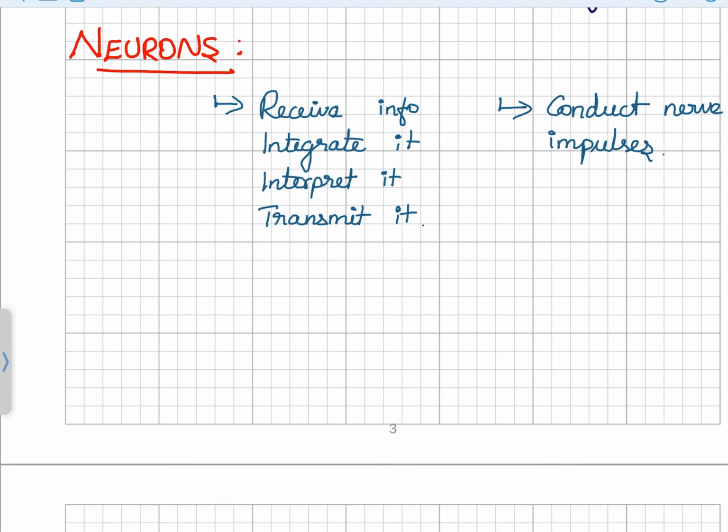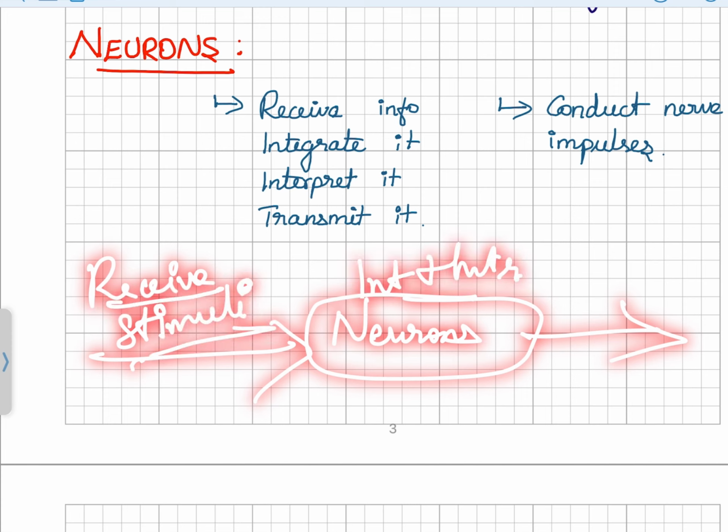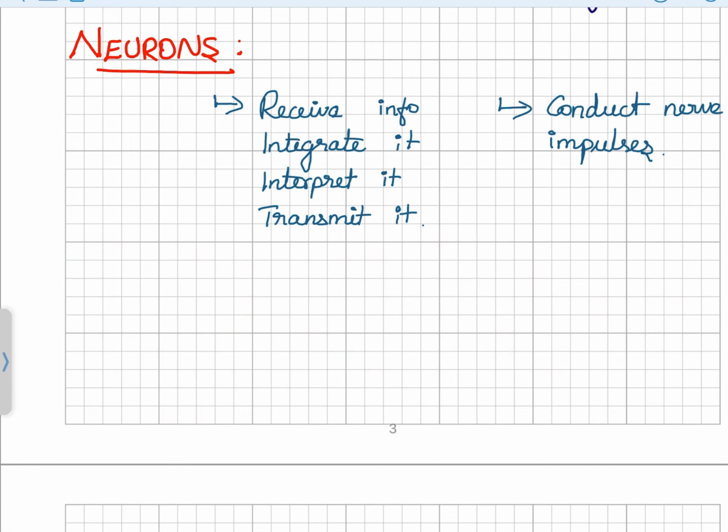Neurons. What are the basic functions we know about neurons? When you hear about neurons, we get one thing in mind: something comes in, something goes out. They receive stimuli, and then finally they transmit it outside. So what they are doing is conducting the impulse. These are the basic functions of neurons. They receive info, they integrate, interpret, and transmit. So they conduct nerve impulses.